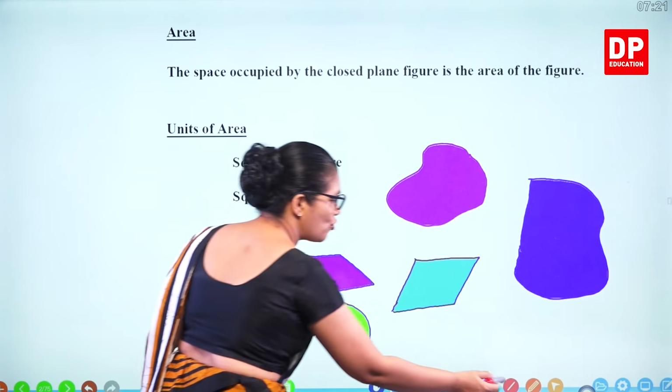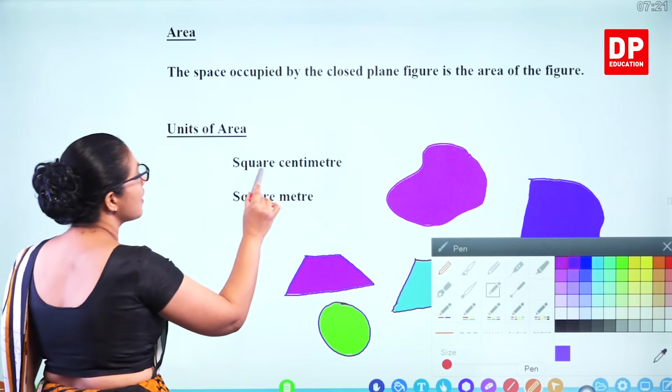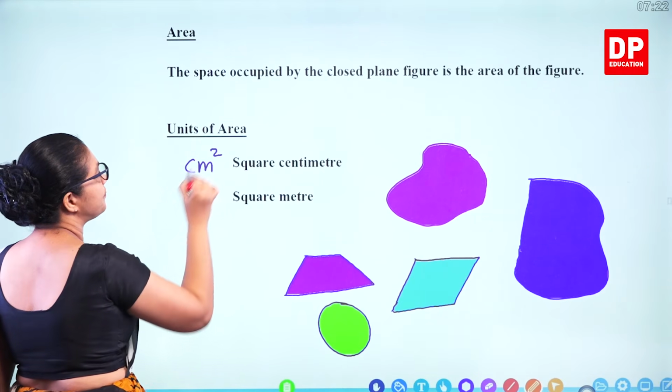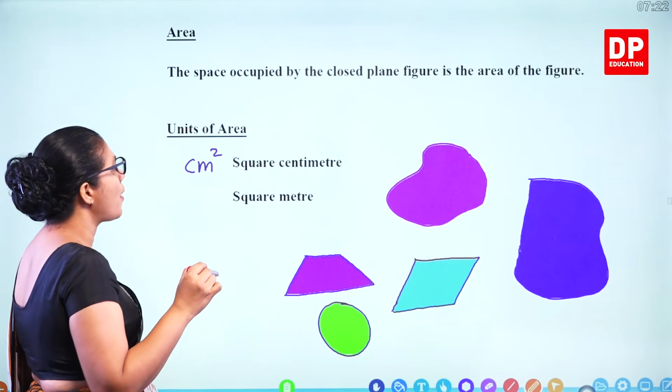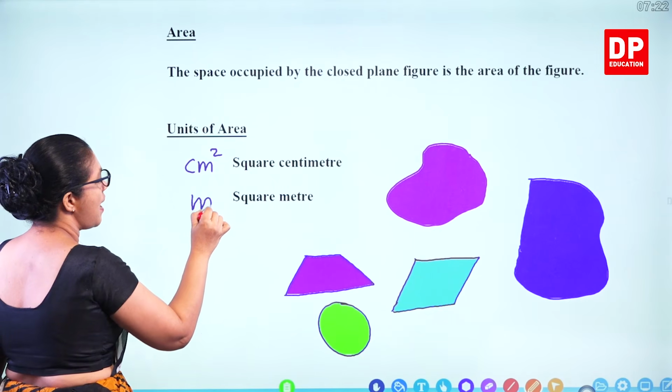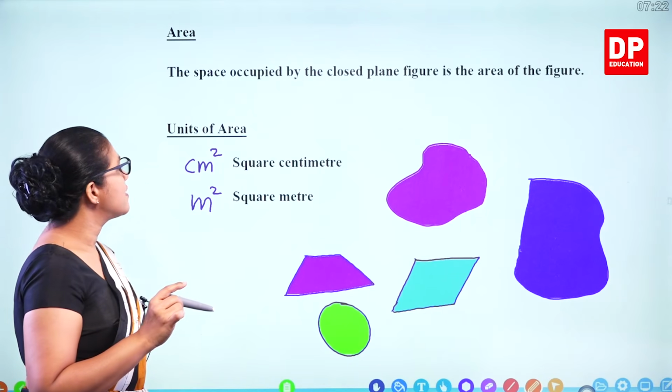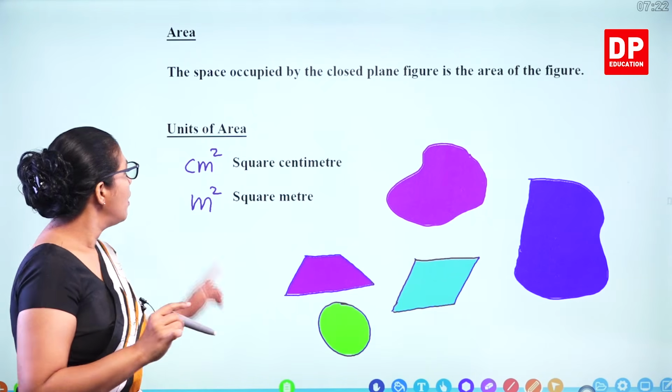So here, what are the units of area? You can use square centimeter, cm square, or square meter, m square. Those are the units that we can use for area.